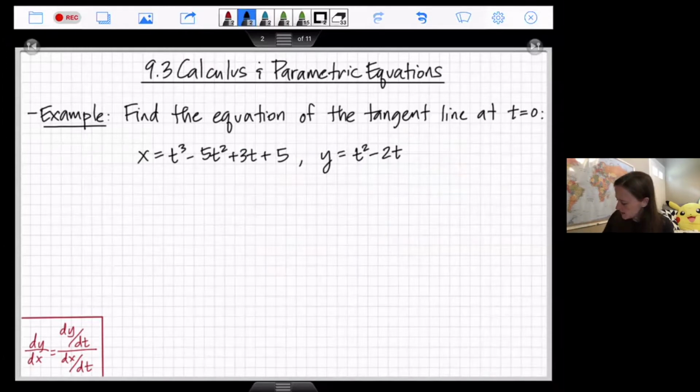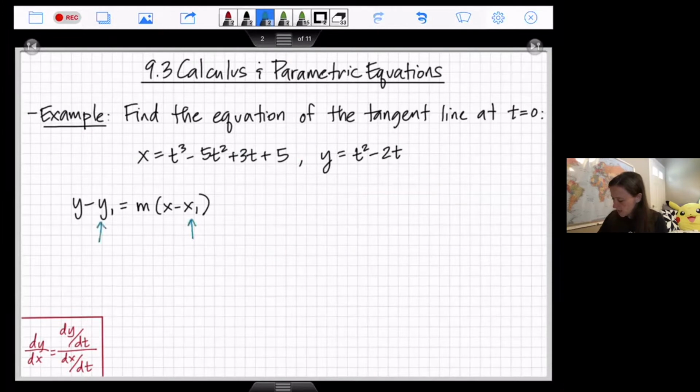In algebra, you learned this formula for finding the equation of a line. We have x1 and y1 that we need to plug in, and then we also need to plug in the slope. Because this is a tangent line, the slope is going to be defined by the derivative. I've got it in red to match our derivative box. Let's talk about the easy stuff, x1, y1.